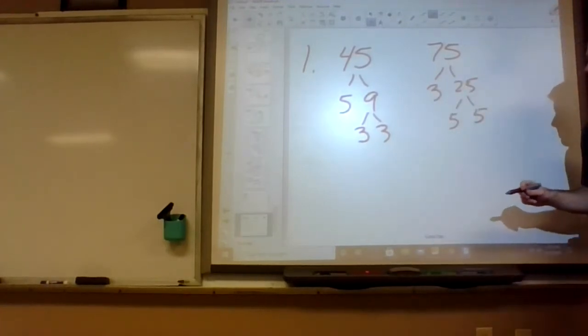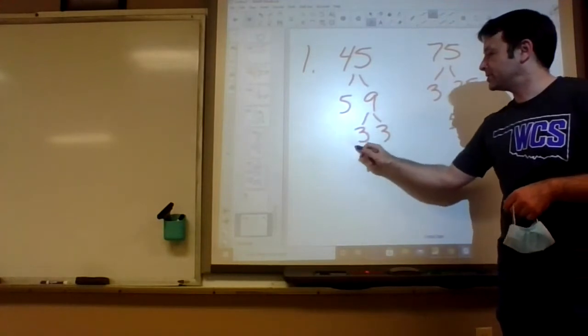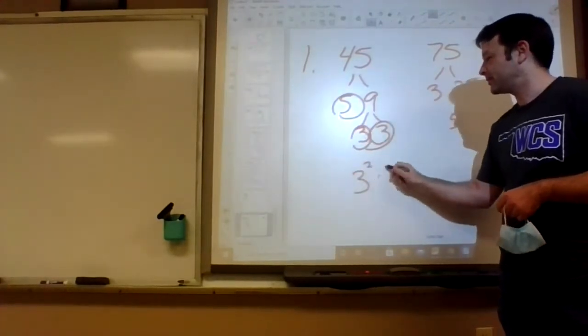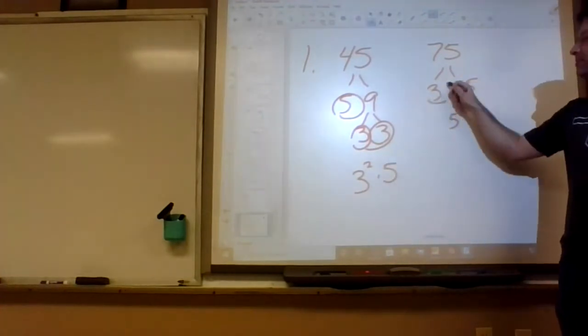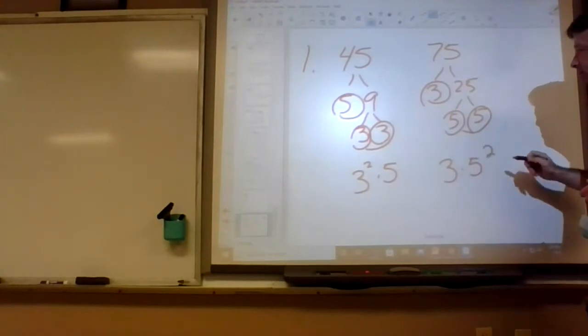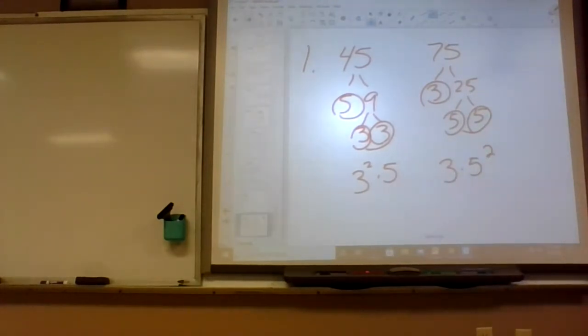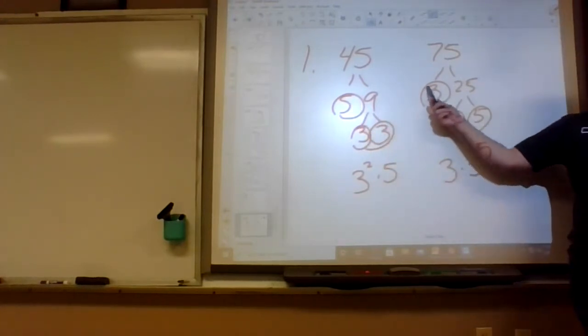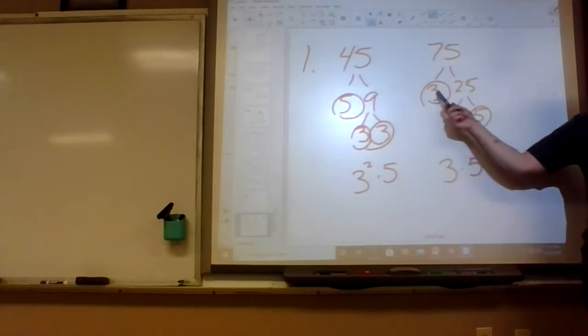Okay. So, you remember how we wrote the answers on these? This is 3 times 3 times 5, so it's 3 squared times 5. And this is 3 times 5 times 5, so it's 3 times 5 squared. You only use the bottom branches. You only use the primes. This is called prime factorization, a factor tree.